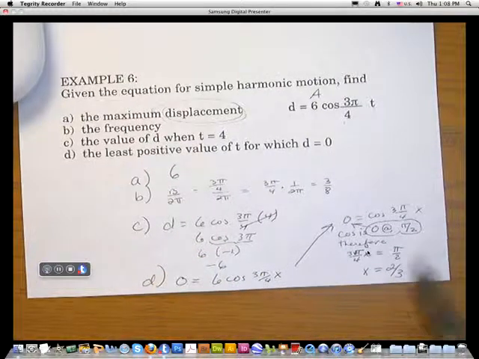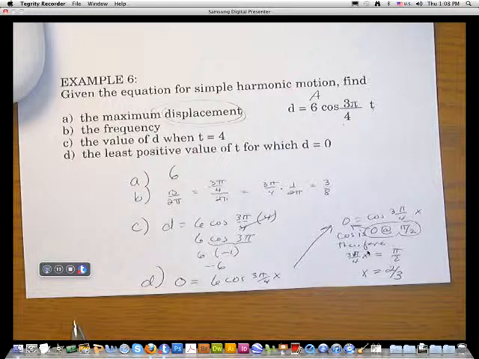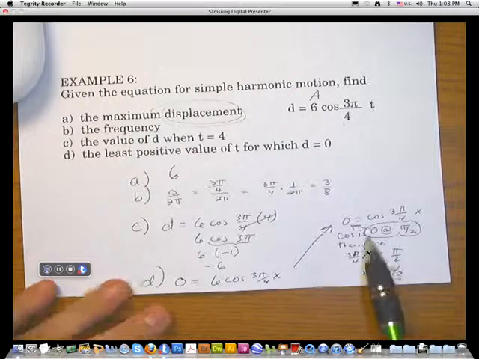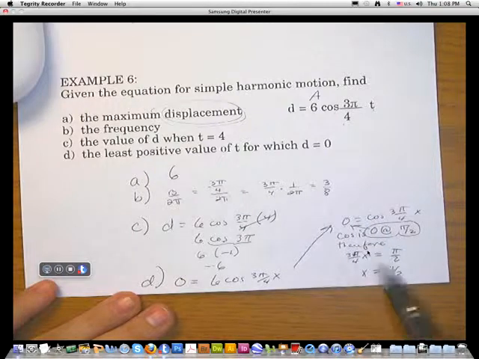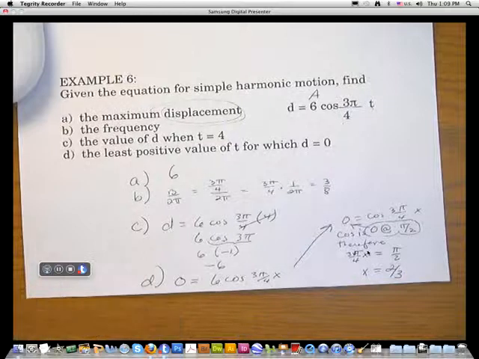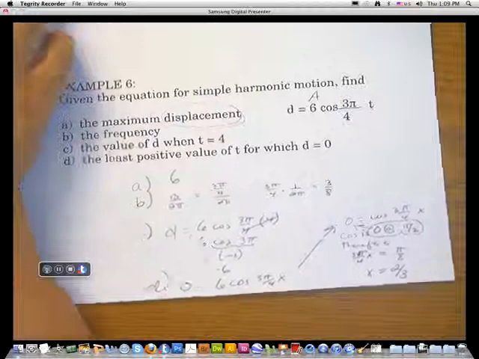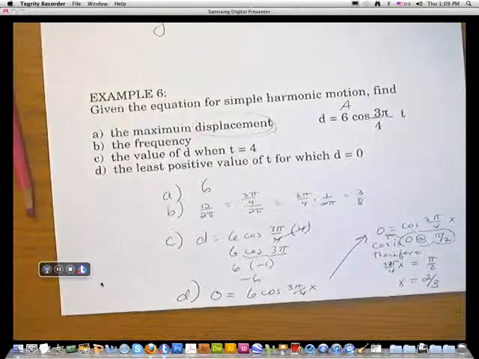You will 100% guarantee see this type of a question again. The question that is really asking you is, do you understand that cosine 0 is pi over 2? Therefore, I can make that substitution and solve. That's the main purpose of that question, and that is something you need to be able to answer. So there's 4.8.